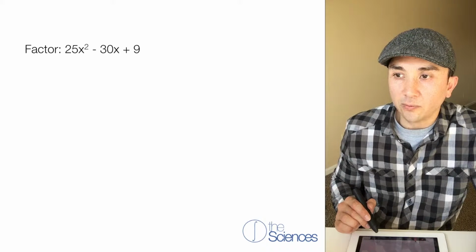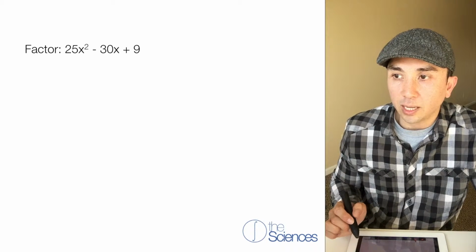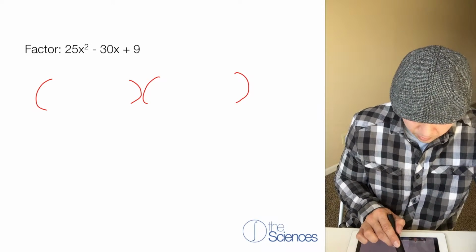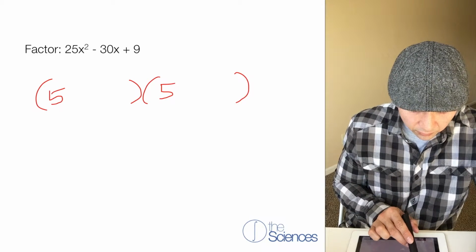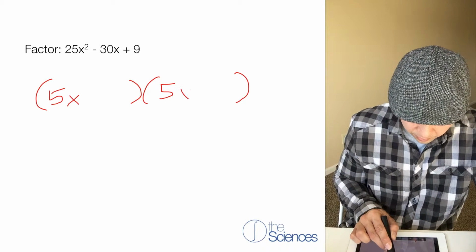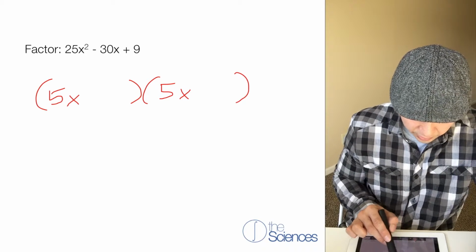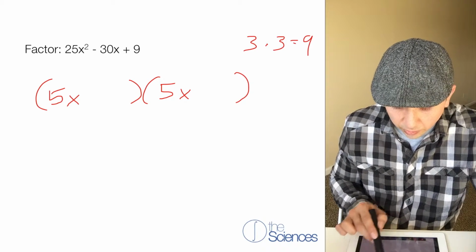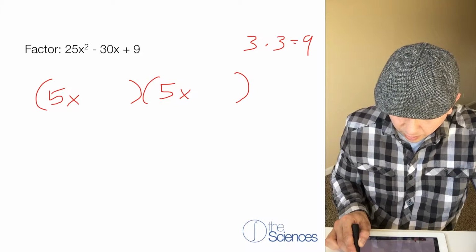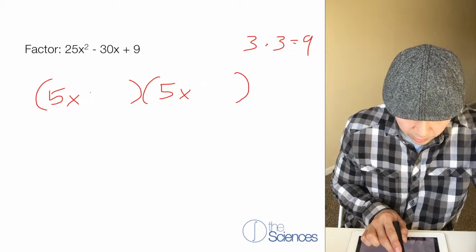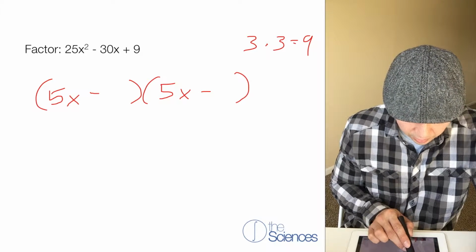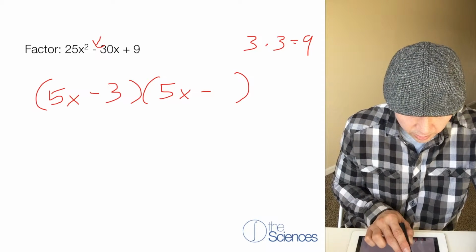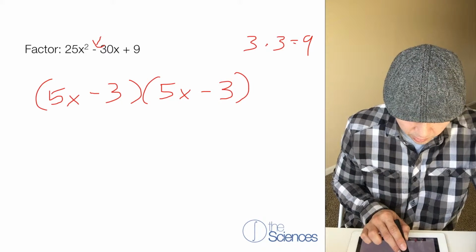So now let's factor 25x squared minus 30x plus 9. So here we can factor 25 as 5 times 5, and then x squared as x times x. Now to get 9, we can get 3 times 3 equals 9. But because we have a subtraction here, that means we have two negative signs or subtraction signs.